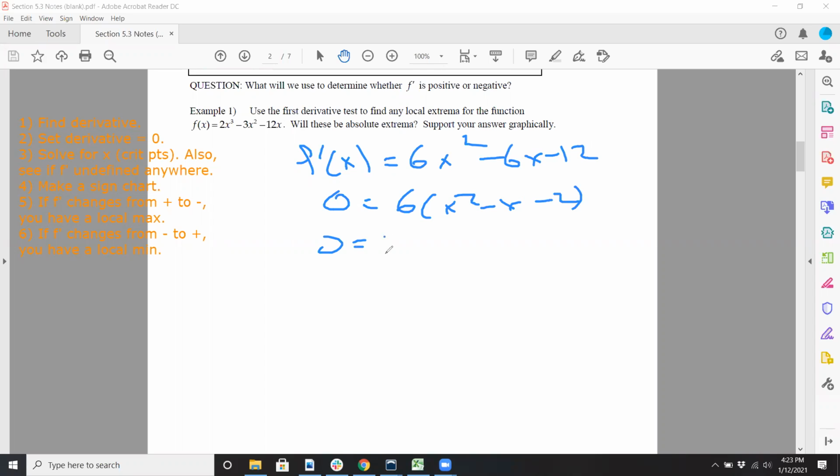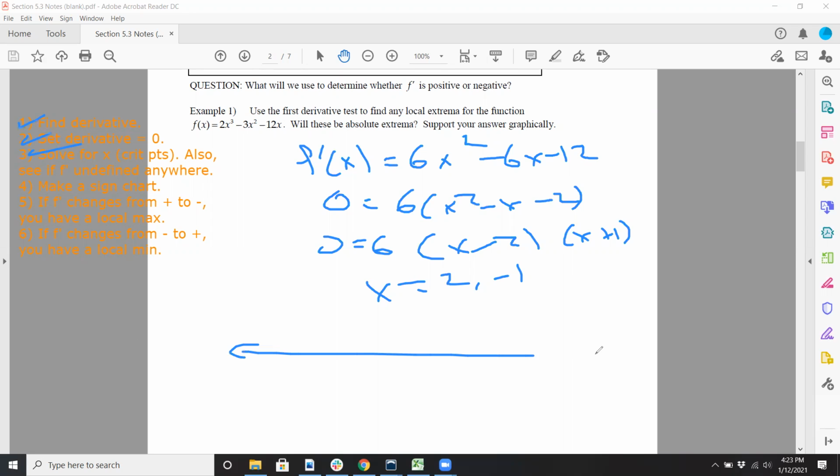Then I'm going to solve for x. That's easy, just easy factoring. So x equals 2 and negative 1. Those are my critical points. So I've done steps 1, 2, and 3. Done, done, done. Make a sign chart. So here's negative 1, here's 2.